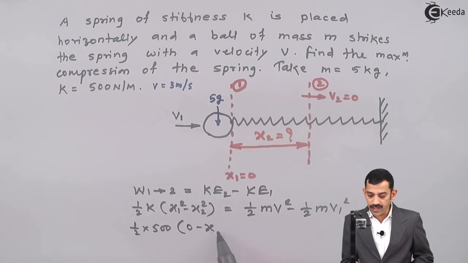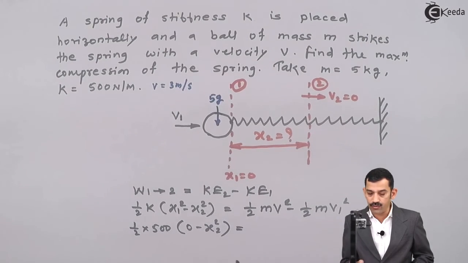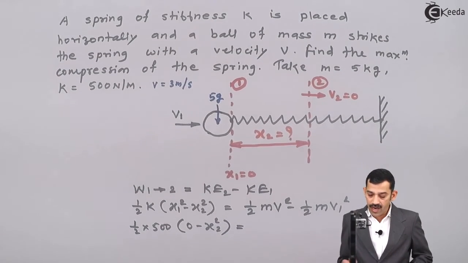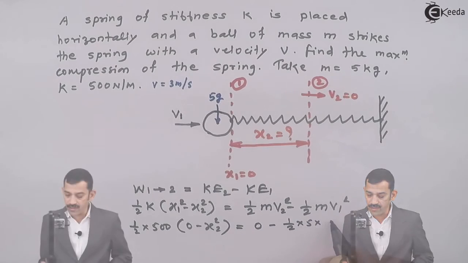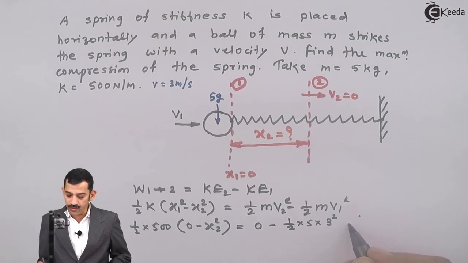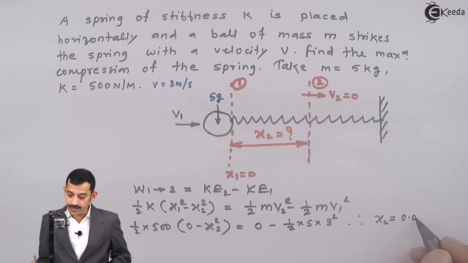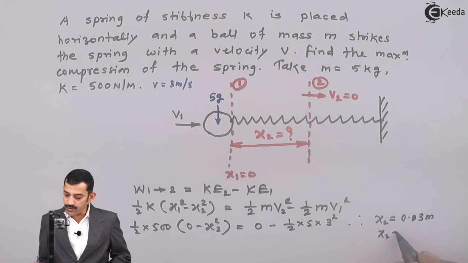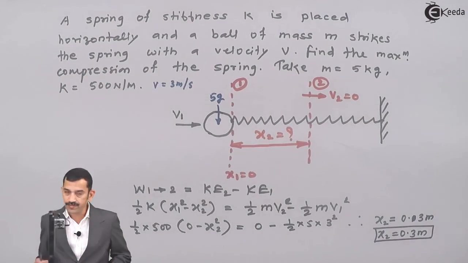X1 is 0. X2, the final deformation, is unknown, which we have to find out. Half m v2 square, where v2 is 0, minus half, mass is 5, v1 is 3 and its square. Therefore there is only one unknown term, x2, and using a calculator, the compression of the spring comes out to be 0.3 meters. X2 equals 0.3 meters, which is the final compression of the spring. Thank you.